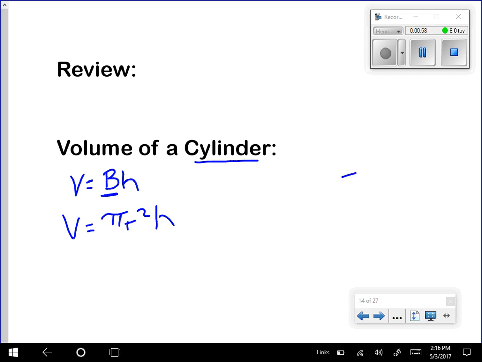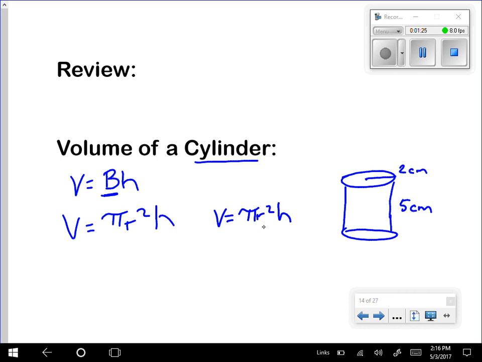So, a quick example. If we had a little cylinder, not the best at drawing 3D figures, but I do my best. Let's say the radius was 2 centimeters and the height was 5 centimeters. We would write volume equals pi r squared h, and then pi is 3.14. What is our radius? It's 2 squared, and our height is 5. Make sure you write this example down. It's one more example you can have in your notes over volume of a cylinder.